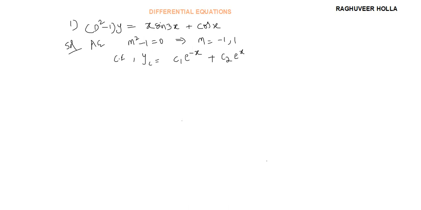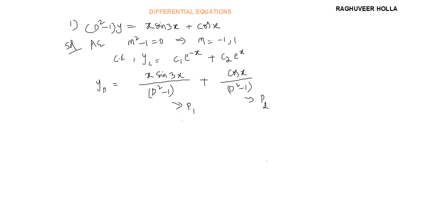Okay, now let us find the particular integral for this. Now that is x sin 3x divided by d square minus 1, and this is cos x divided by d square minus 1. So let me call this particular integral 1, that is p1, and let me call this particular integral p2. Now we have two particular integrals to find here. Let me first find the first particular integral p1. So that is x sin 3x divided by d square minus 1.